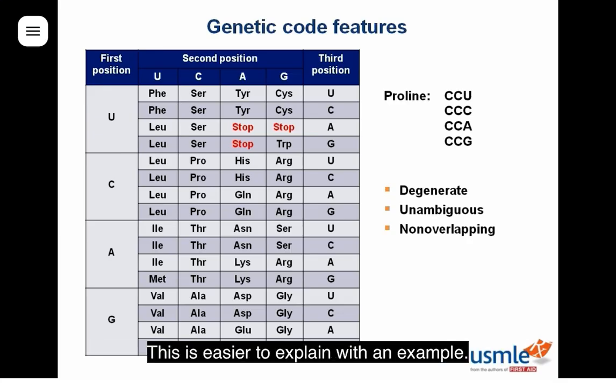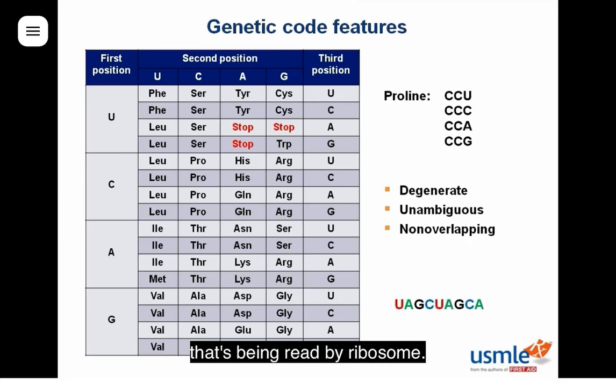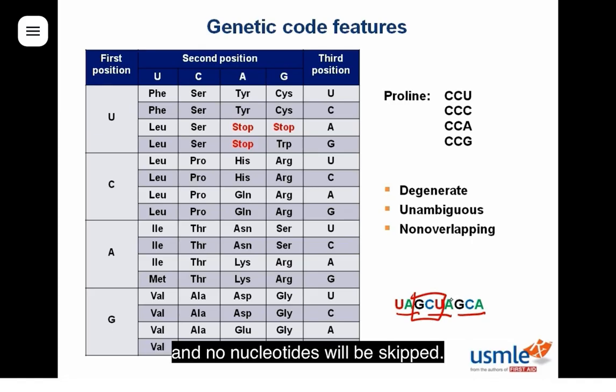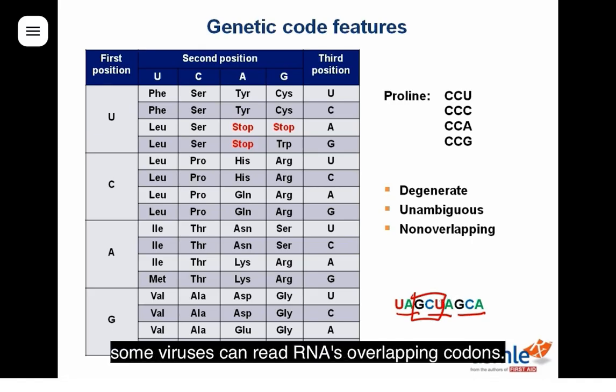This is easier to explain with an example. So let's say this is part of an RNA sequence that's being read by a ribosome. After each codon is read, the ribosome moves over by 3 nucleotides, so it reads this one, and then this one, and then this one. No overlapping parts of codons will be read, like this, and no nucleotides will be skipped. And the only exception here is that some viruses can read RNA as overlapping codons.